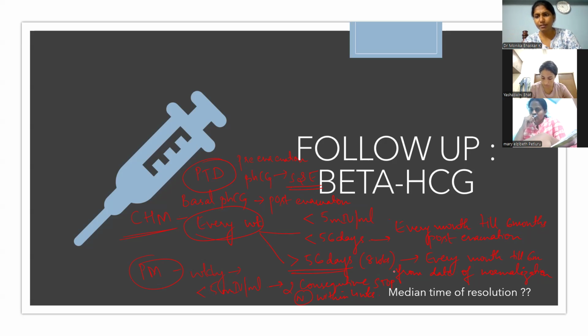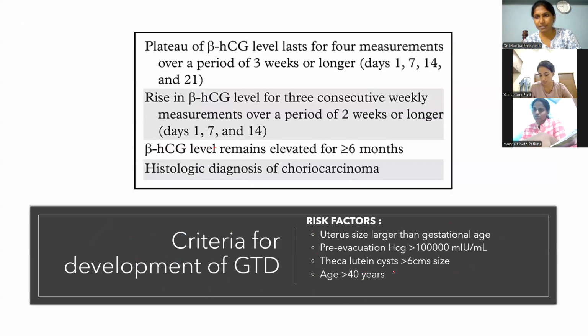So the median time of resolution for a partial mole is 9 weeks, and for a complete mole it is 7 weeks. So usually if you are following up, what is normal? Usually every week or every 2-3 weeks, the beta HCG value should fall.